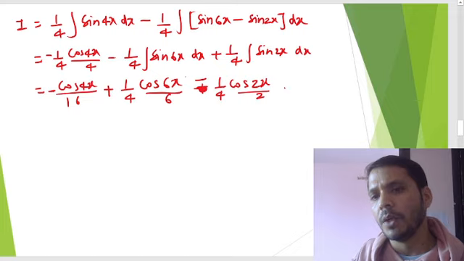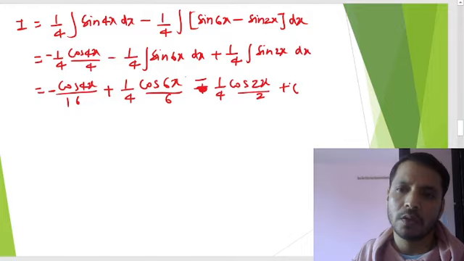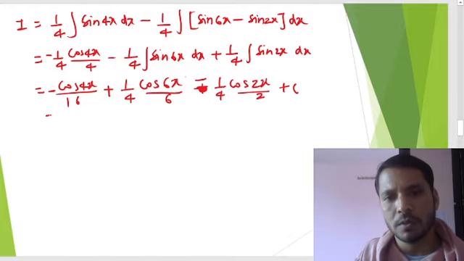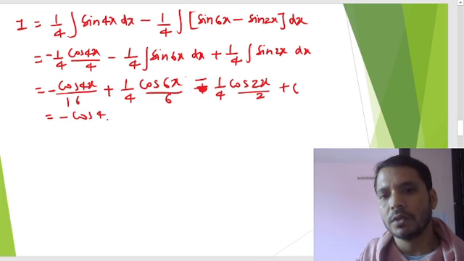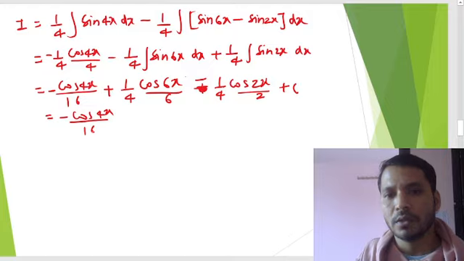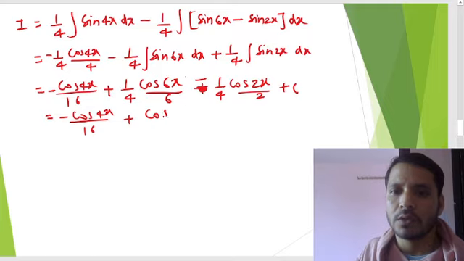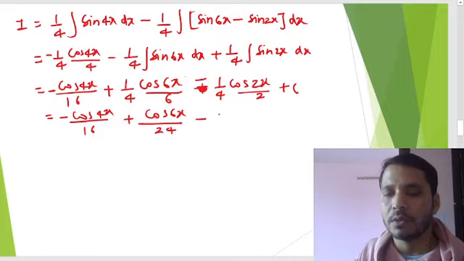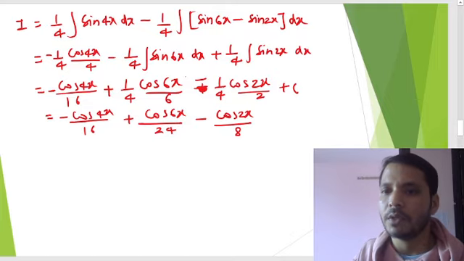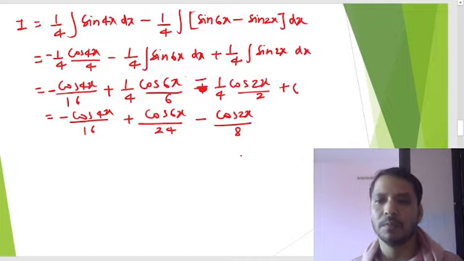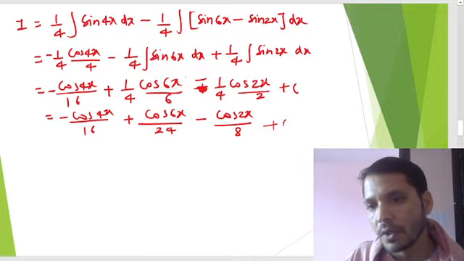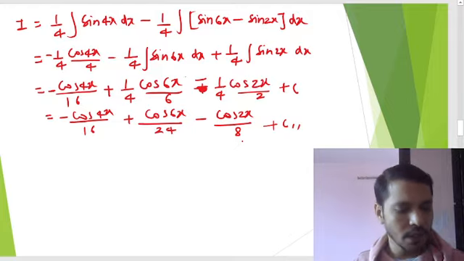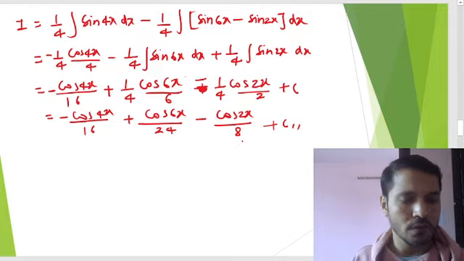So here we can simplify one more step, we can write it as cos 4x by 16 plus cos 6x by 24 and minus cos 2x by 8 plus c, right? We'll write plus c here. So this is the answer of question number 6, right? Now we'll move to question number 7.